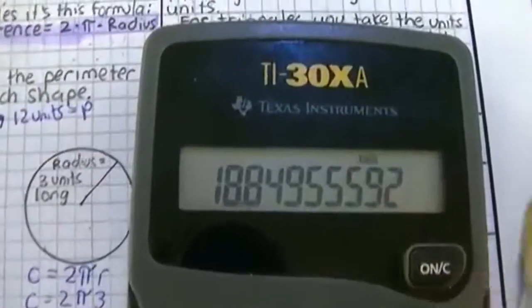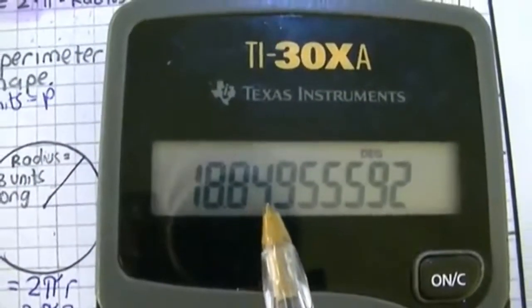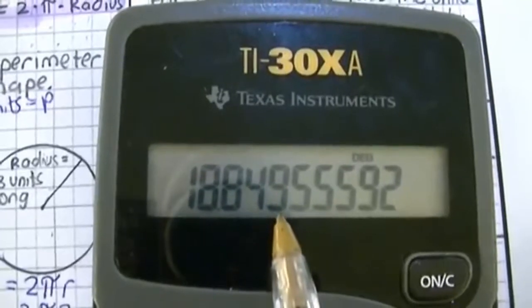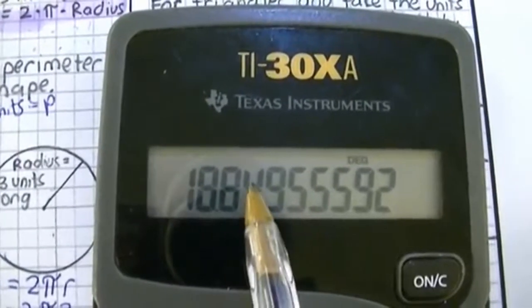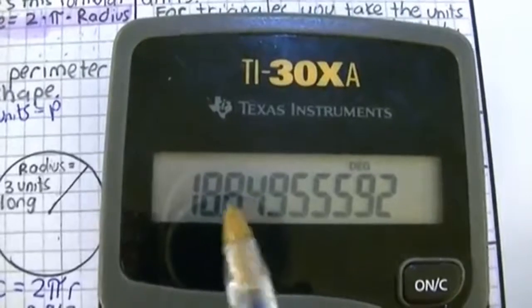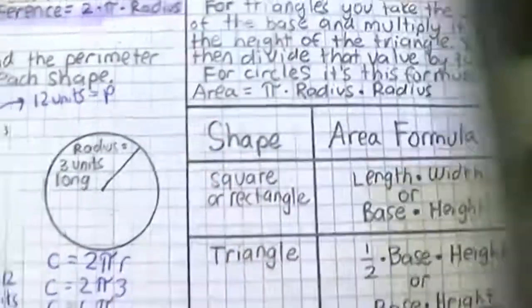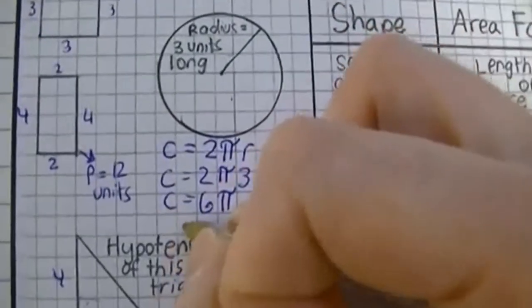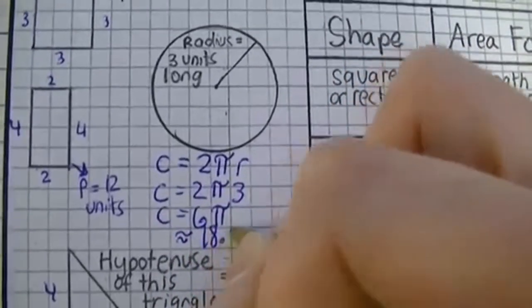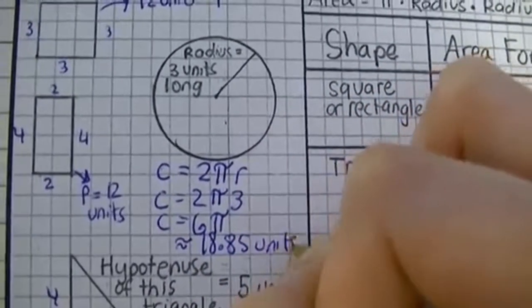And I like when you round it to the nearest hundredth. So right here, that 4 is the hundredths place. You look behind it. If the number behind it is 5 or above, this 4 goes up 1 digit. So 18.85 is the approximated answer.